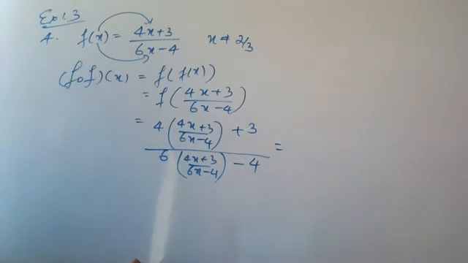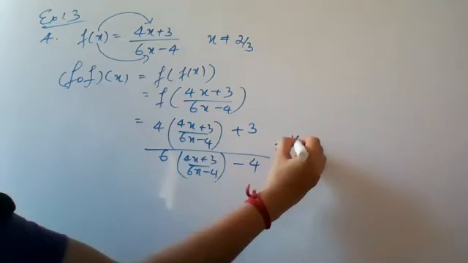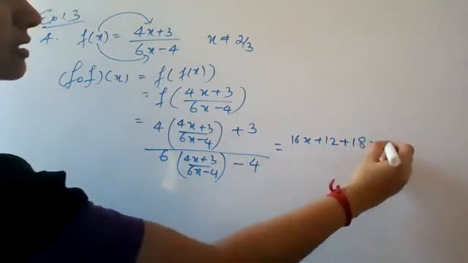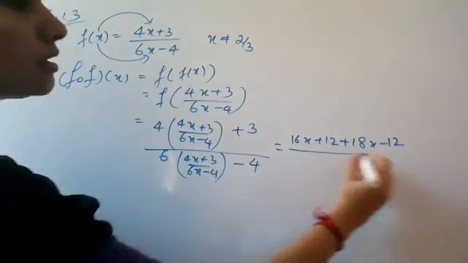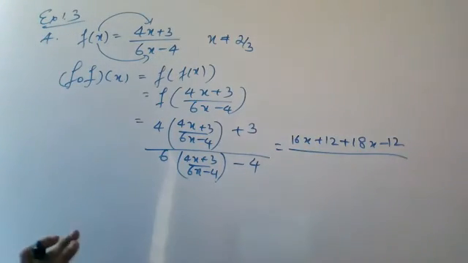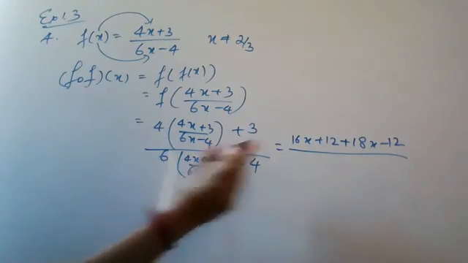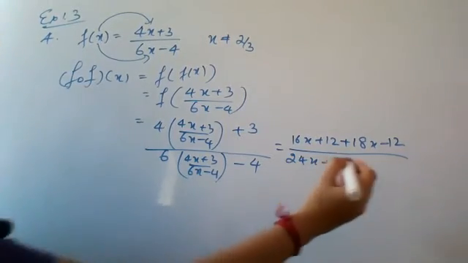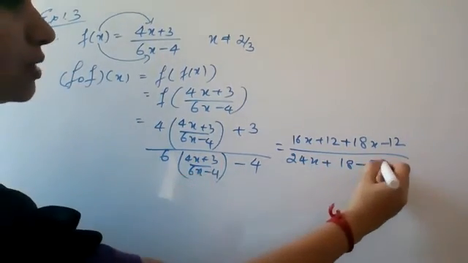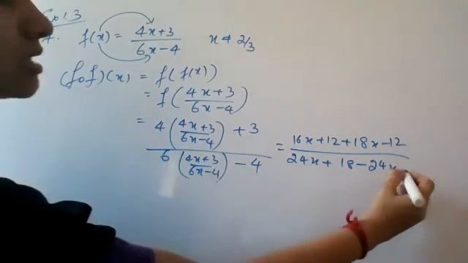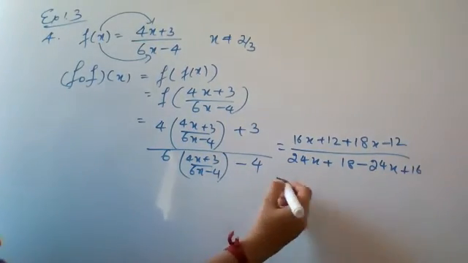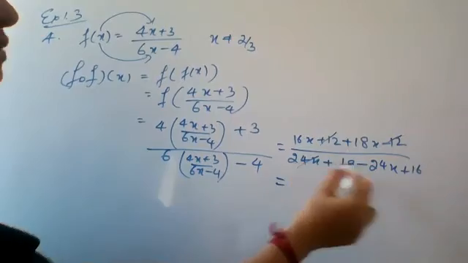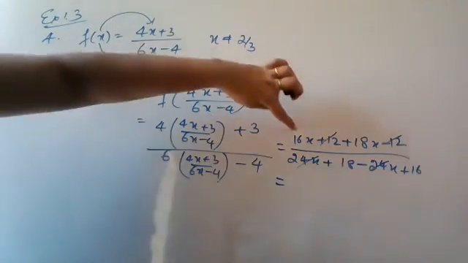After taking the LCM and solving, you will get 16x plus 12 plus 18x minus 12, divided by the denominator, which will get cancelled after taking the LCM. So I'm now writing that. Here again you will get 24x plus 18 minus 4 into, so minus 24x plus 16. Like this. Here your 12 will get cancelled. Here 24 getting cancelled. 16 plus 18.